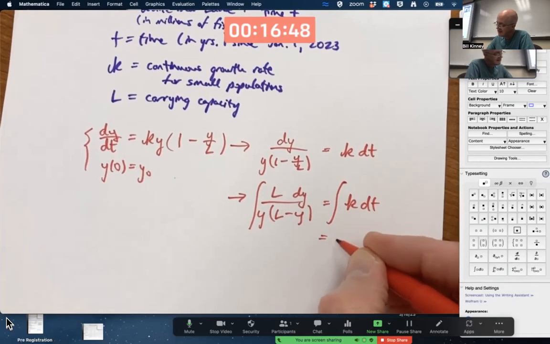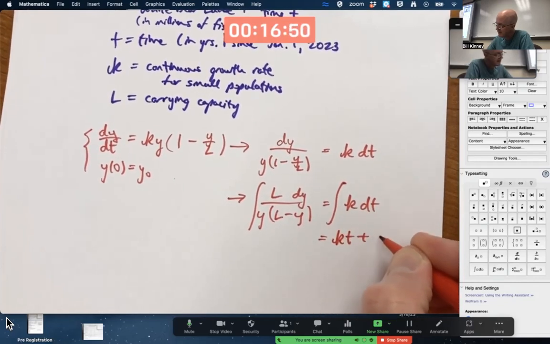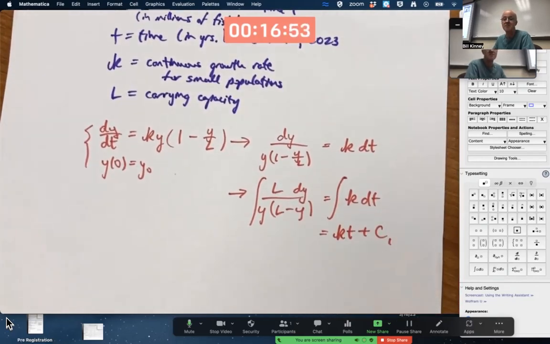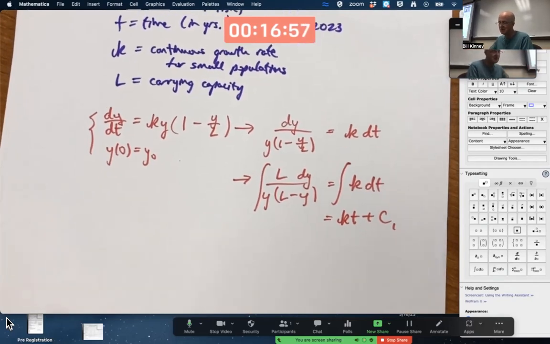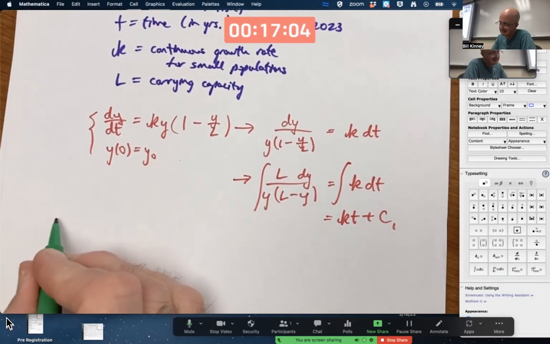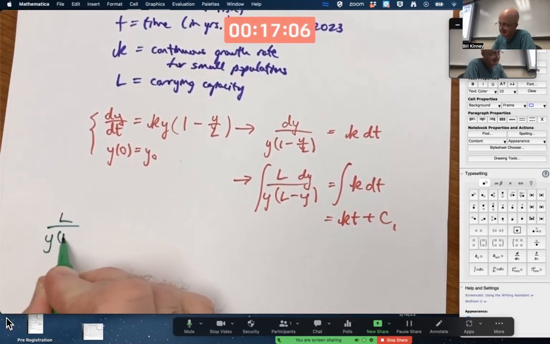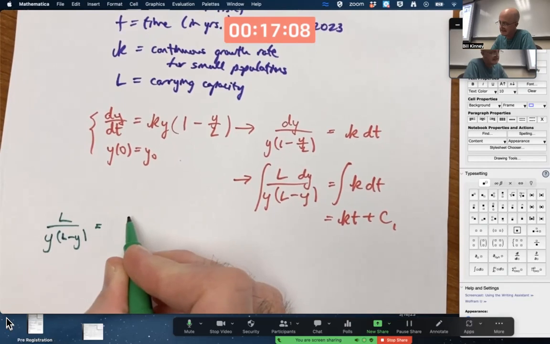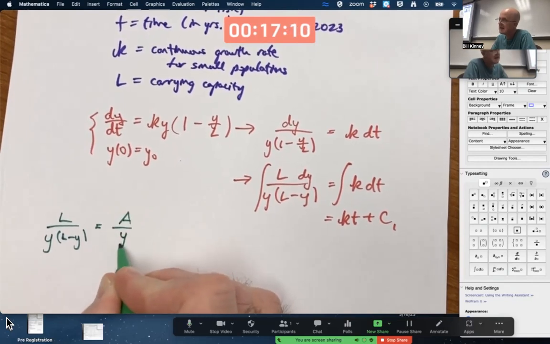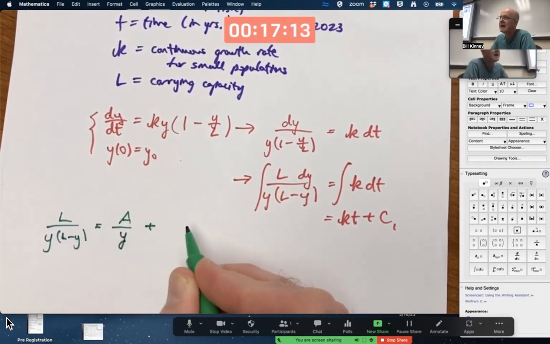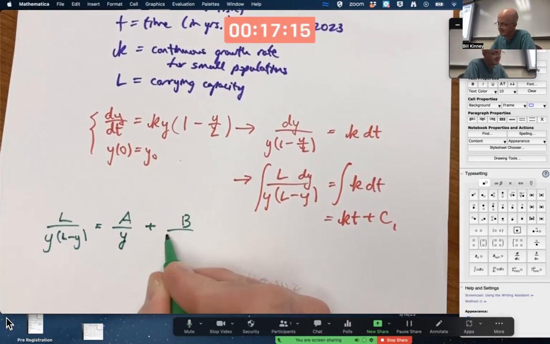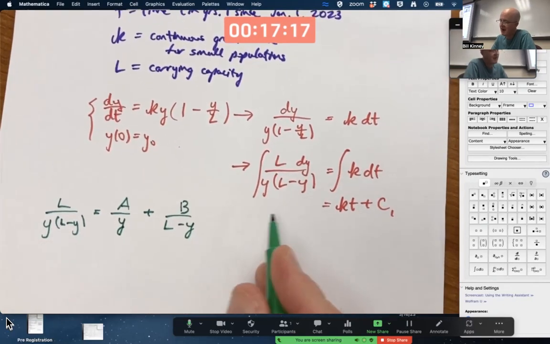Right side's easy. K is a constant. Kt plus some constant of integration, call it C1. Left side is harder, but you did do this in Calc 2. Maybe in DiffyQ as well. How do you integrate something like that? Here's a little hint. Partial fractions. You want to break that fraction apart into pieces.